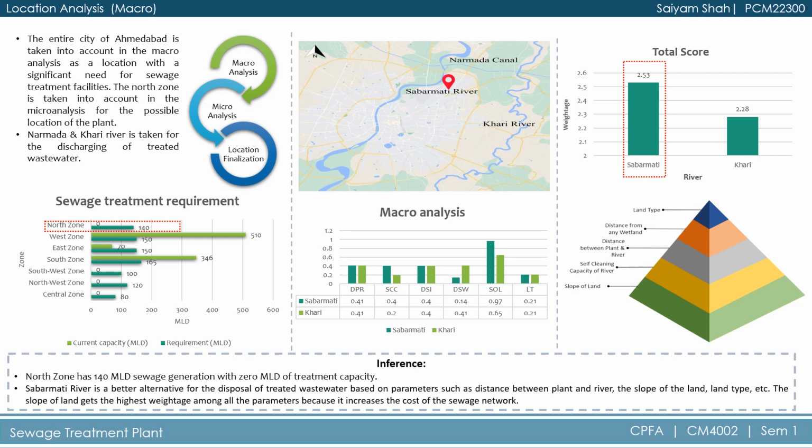After giving weightage through analytical hierarchy process, Sabarmati River will be the better alternative for the disposal of treated wastewater. Although North Zone is on the upstream side of the river, it is much preferable for the disposal of treated wastewater because the construction cost of sewage network will be very high for the Khari River.